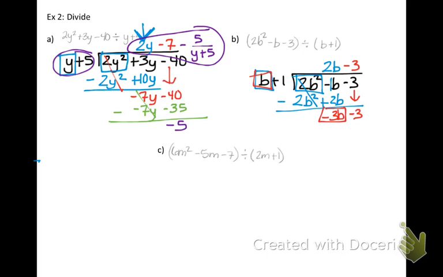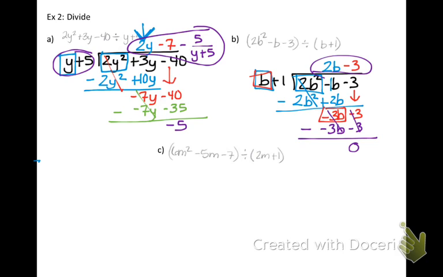Okay, negative 3 times b is what? Negative 3b. Negative 3 times 1 is? Negative 3. I'm subtracting them. So it's going to be a negative 3 minus a negative 3, which is 0, so it just cancels out. So there's your answer because there's no remainder.